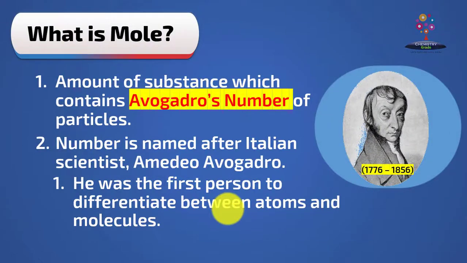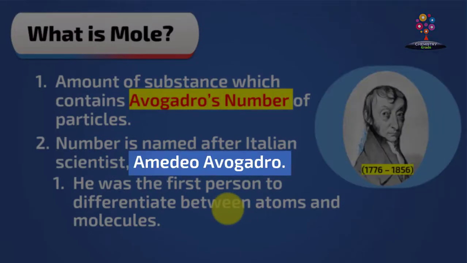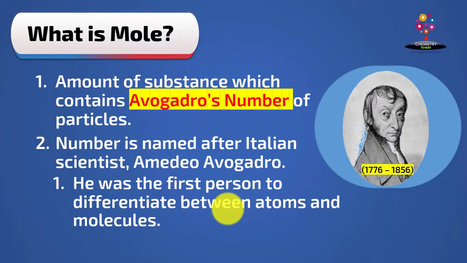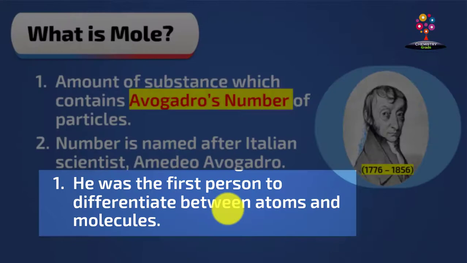He was the man behind the term mole. He described the term mole, and his name was Amedeo Avogadro. He provided the definition of mole: it is the amount of substance which contains Avogadro's number of particles. Simple as that. He was the first person to differentiate between atoms and molecules.